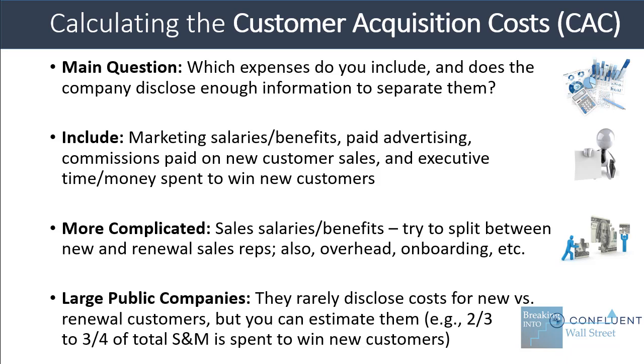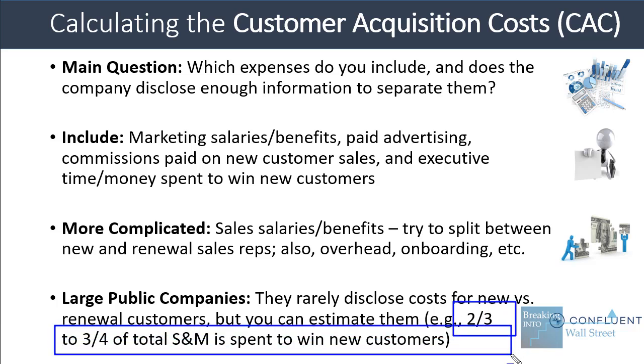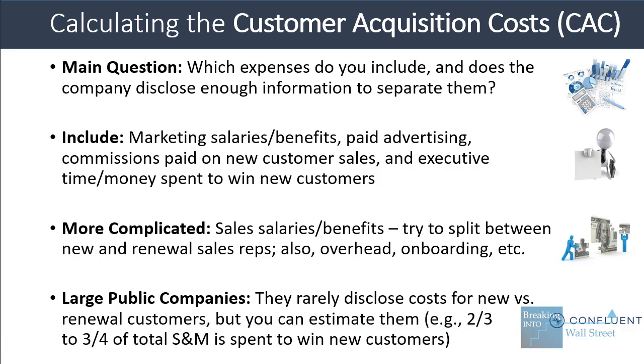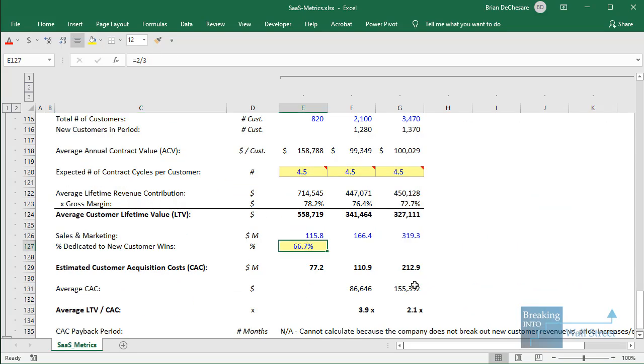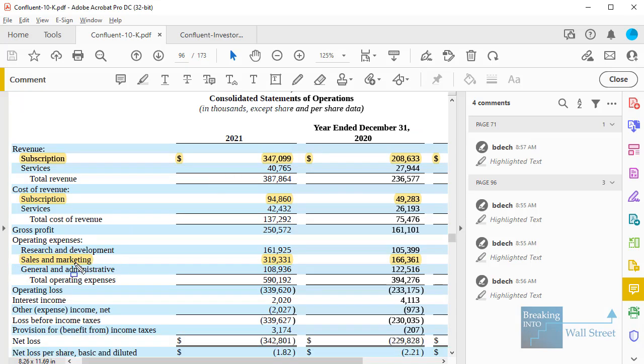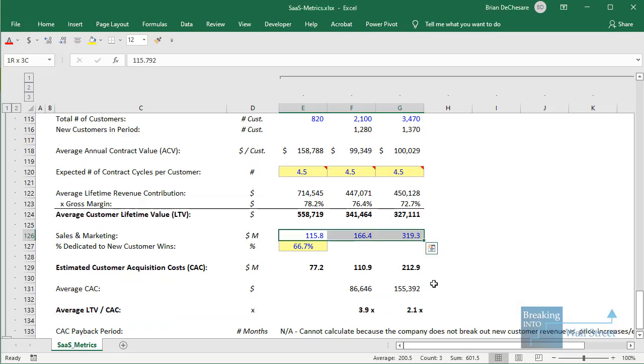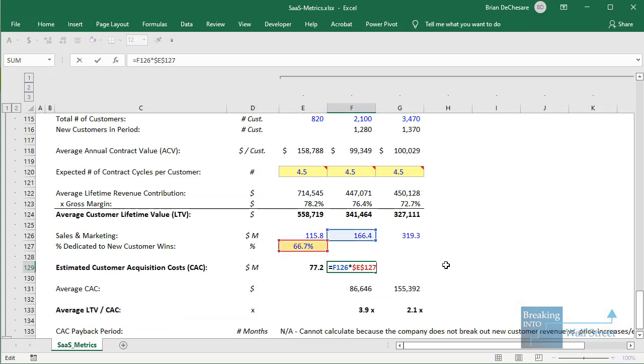Large public companies, again, rarely disclose costs for new versus renewal customers, but you could make rough estimates. Some people say that maybe around 2/3 to 3/4 of total sales and marketing for SaaS companies is usually spent to win new customers. Again, just kind of an industry standard metric there, although it does vary a lot by vertical and company type. So, for example, for Confluent, I've taken their sales and marketing from their 10K filing here on the income statement. I've just pulled in all these numbers. And then I've said that 2/3 is dedicated to winning new customers. And so by multiplying the 2/3 by these numbers, I can get to the estimated customer acquisition costs.